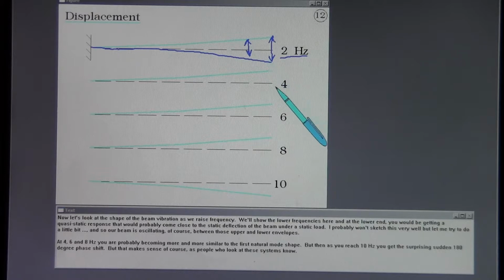At 4, 6, and 8 Hertz, you are probably becoming more and more similar to the first natural mode shape. But then as you reach 10 hertz, you get the surprising sudden 180 degree phase shift. But that makes sense, of course, as people who look at these systems know.